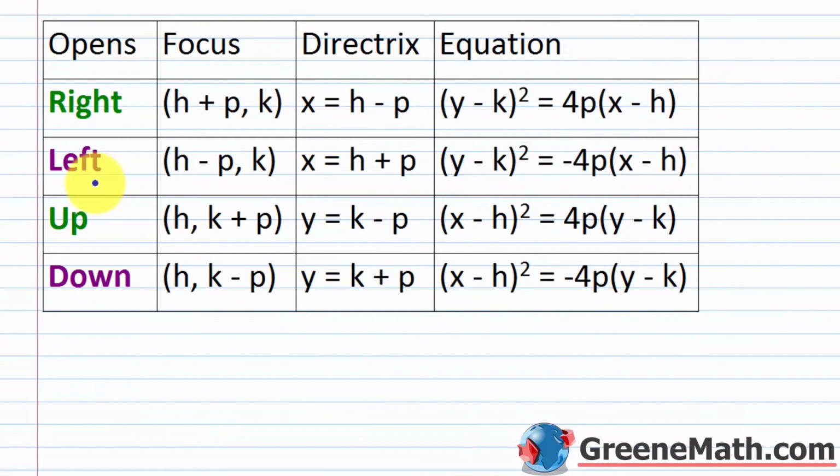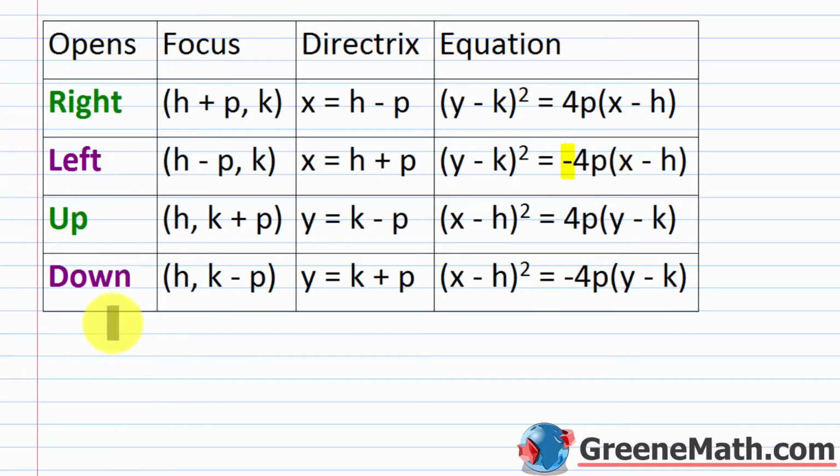Now, when you go to opening to the left, you have to change what p is, okay? It's going to be negative. That's another common mistake, all right? It's going to be negative. So your focus is h minus p, comma k. Your directrix is now x equals h plus p. Okay, remember, you're going in the opposite direction. And this changes, right? You have a negative here because the p is negative. You've got to remember to change that to negative, okay?